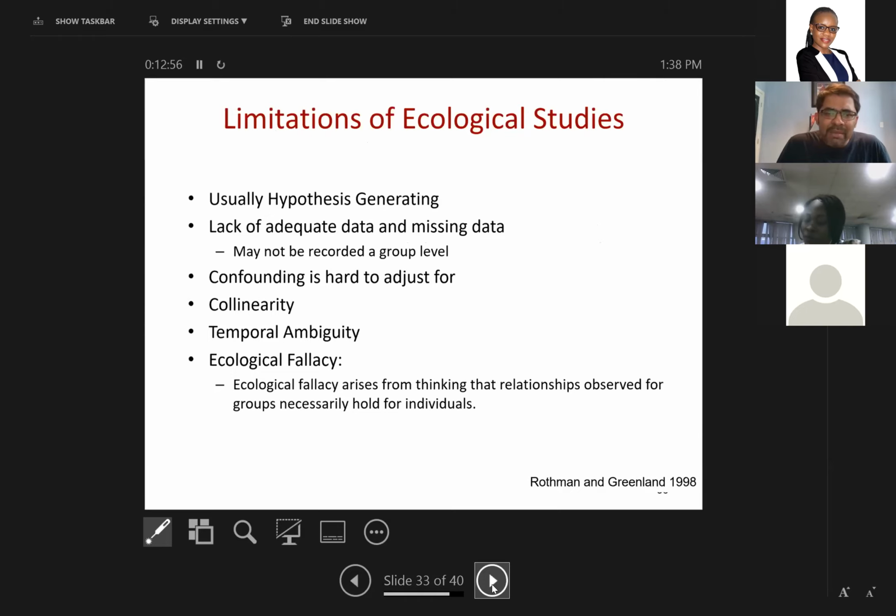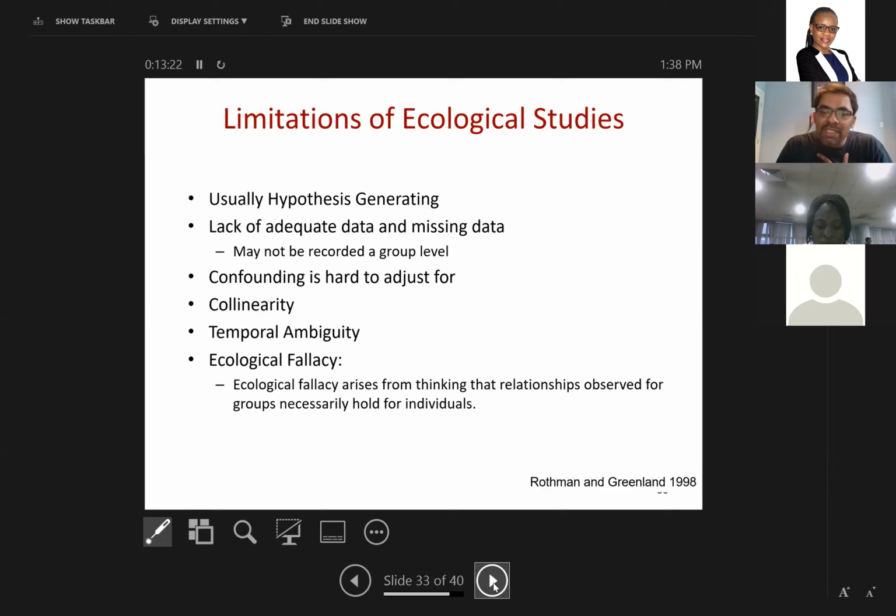The confounding is a massive problem. You often have collinearity. Collinearity means exactly what I said. Countries that give BCG will always be the same countries that also give MMR, will be the same countries that also give polio vaccine. So how do you know it's BCG, right? These variables are collinear, right? They vary together linearly. Temporal ambiguity, you cannot tell which came first in an ecologic study.